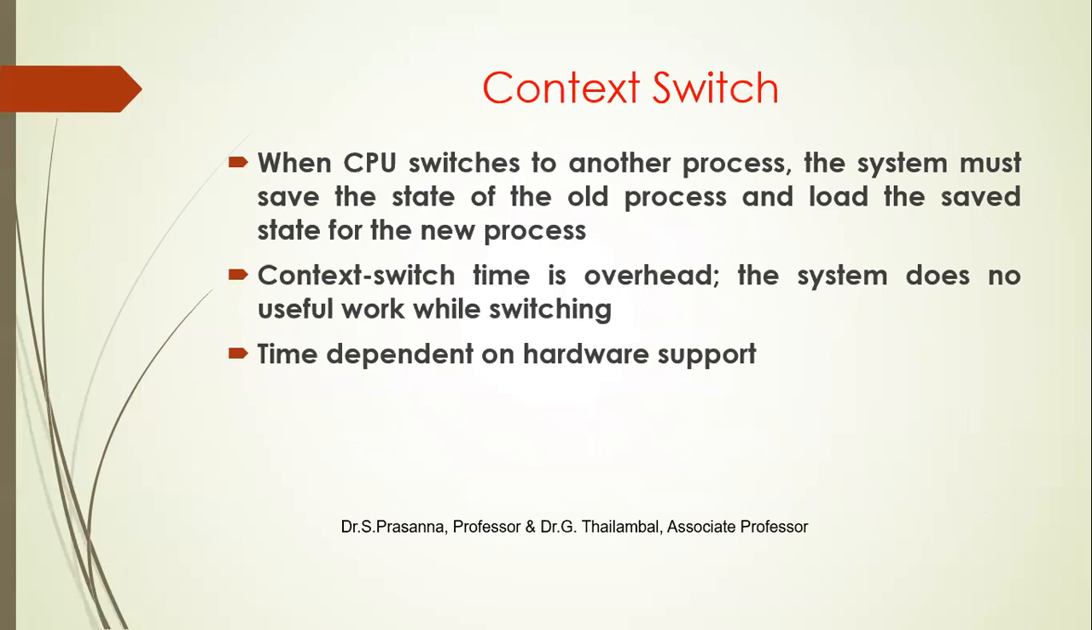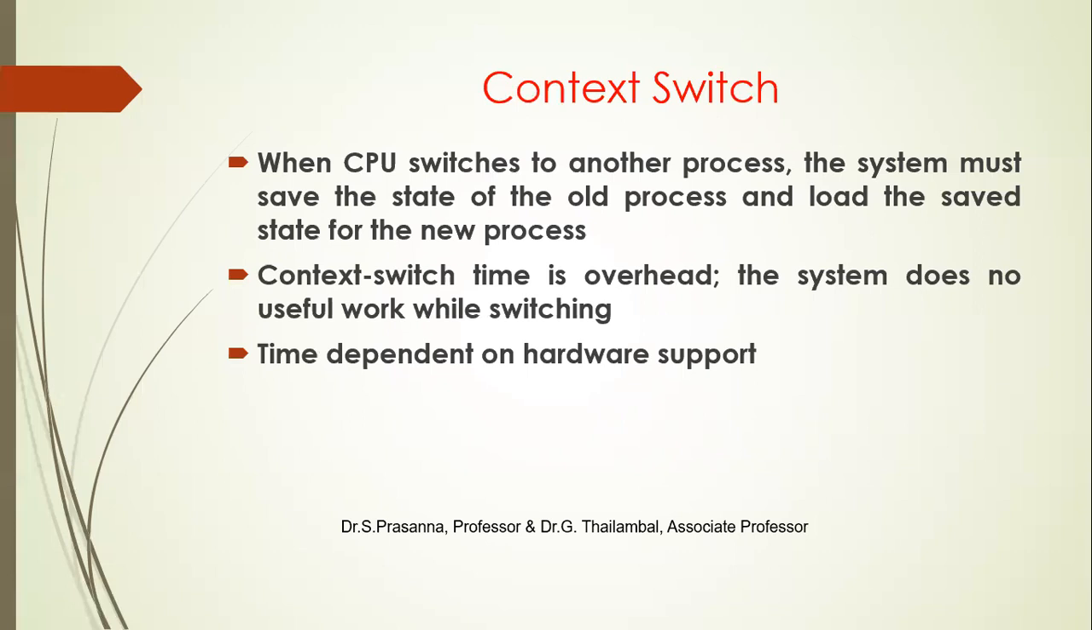What is context switch? Context switch is when the CPU switches to another process, the system must save the state of the old process and load the saved state for the new process. So when the CPU switches to another process, the PCB needs to be stored. Saving the state in the PCB every time a process comes out, or even while it is inside the CPU for execution, is called context switching.